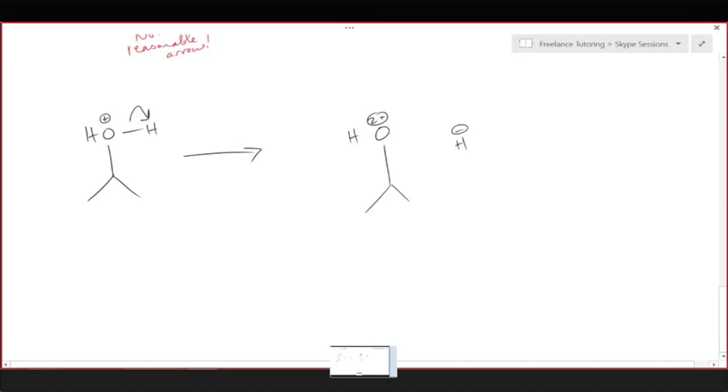Okay, good. That's right. The oxygen started positive and it's losing electrons, so it became even more positive. So does this look like a reasonable arrow? No. How can we tell?